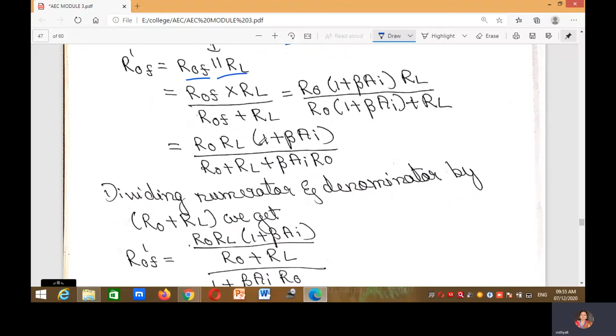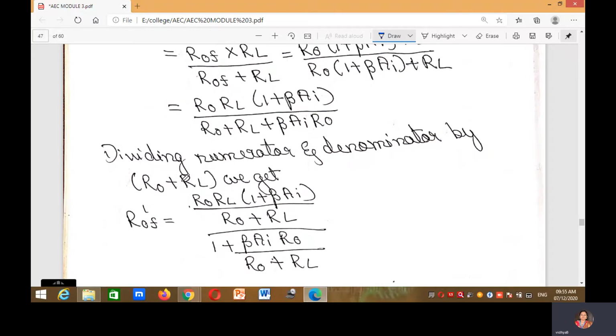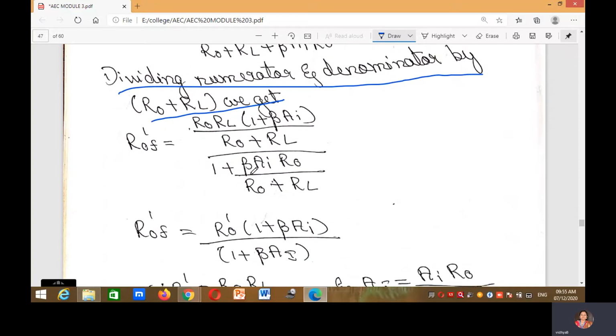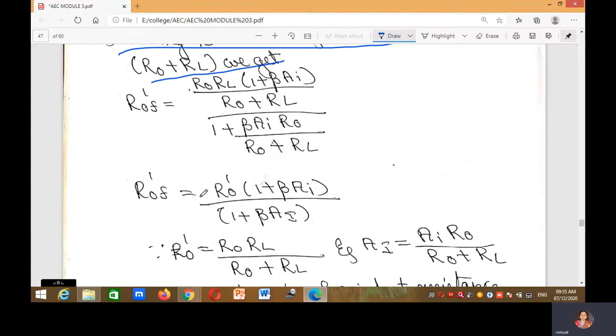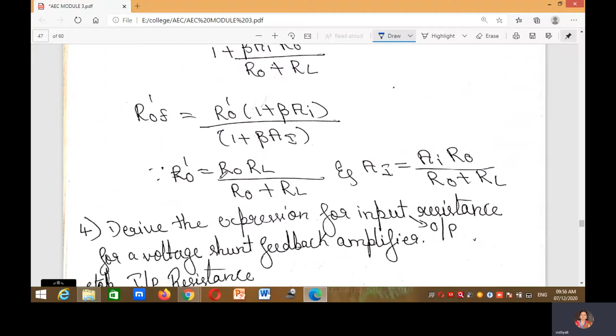If you solve that, you will get R naught into RL, open bracket 1 plus beta into AI, close bracket, divided by R naught plus RL plus beta into AI into R naught. Dividing numerator and denominator by R naught plus RL, we get R naught F dash is equal to R naught into RL times 1 plus beta into AI divided by R naught plus RL, whole divided by 1 plus beta into AI into R naught divided by R naught plus RL. If you take out the LCM and solve, you will get R naught dash is equal to R naught into RL divided by R naught plus RL. This is R naught dash.